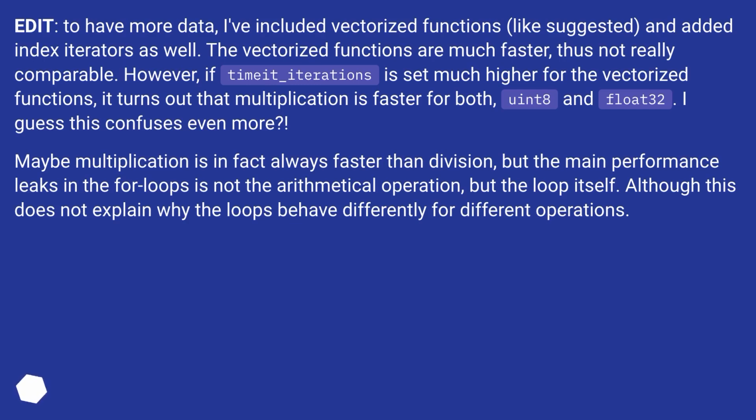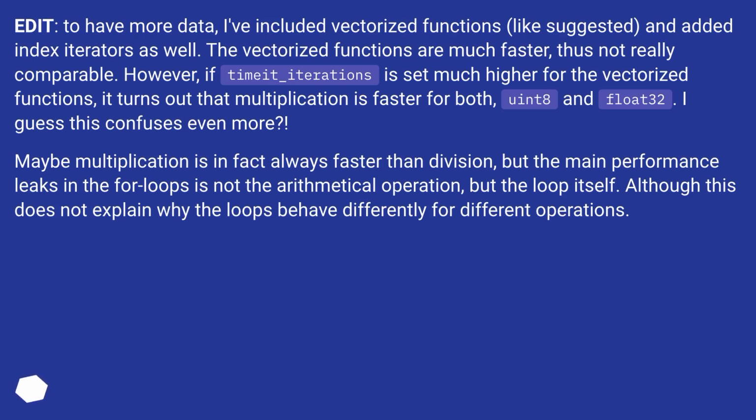Edit: to have more data, I've included vectorized functions, like suggested, and added index iterators as well. The vectorized functions are much faster, thus not really comparable. However, if timeit_iterations is set much higher for the vectorized functions, it turns out that multiplication is faster for both uint8 and float32. I guess this confuses even more.